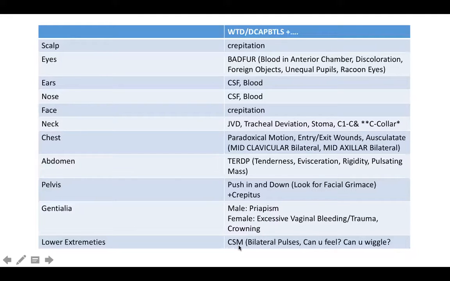And then lower extremities, basically your legs. You're going to check for CSMs bilaterally. CSM stands for circulation, sensory, motor. You're going to check for the pulses. You're going to ask your patient, sir, can you feel this on your feet? Can you wiggle your toes? This will basically give me an idea whether or not there is spinal damage, okay?